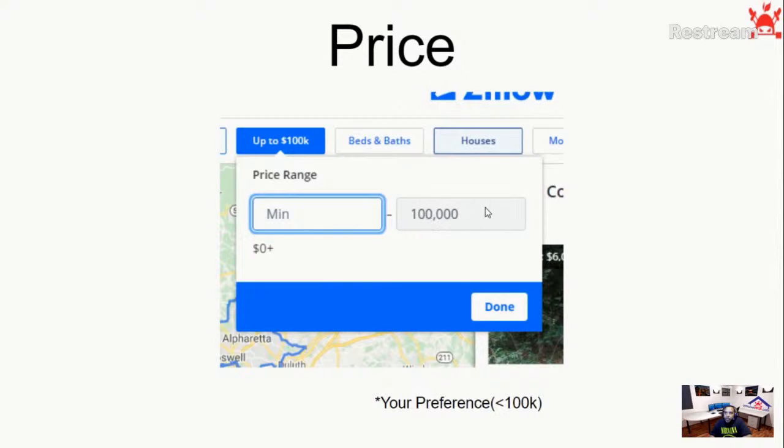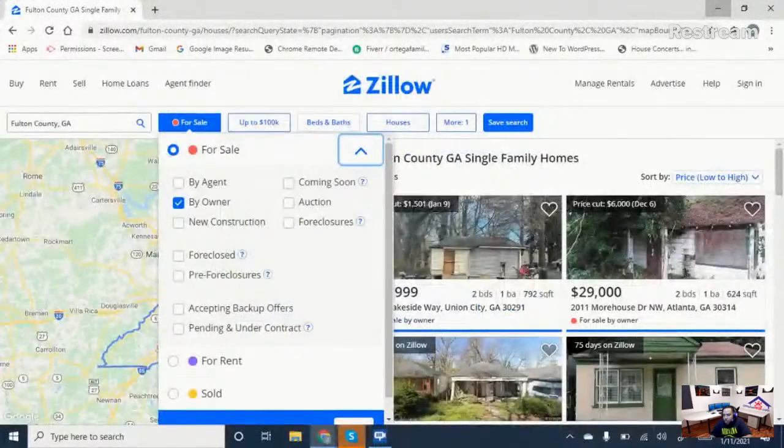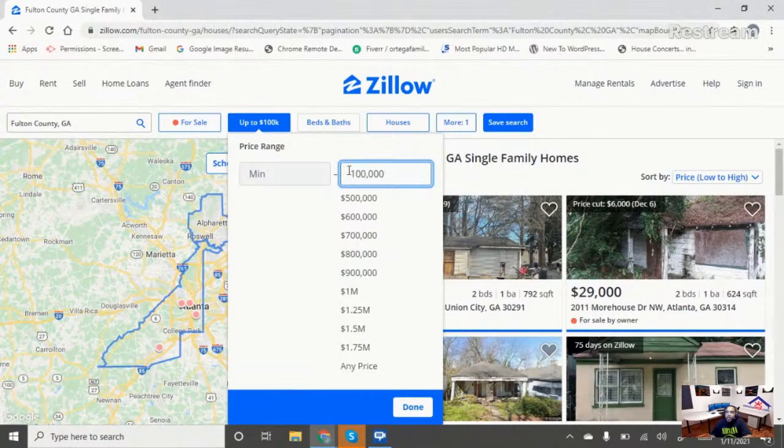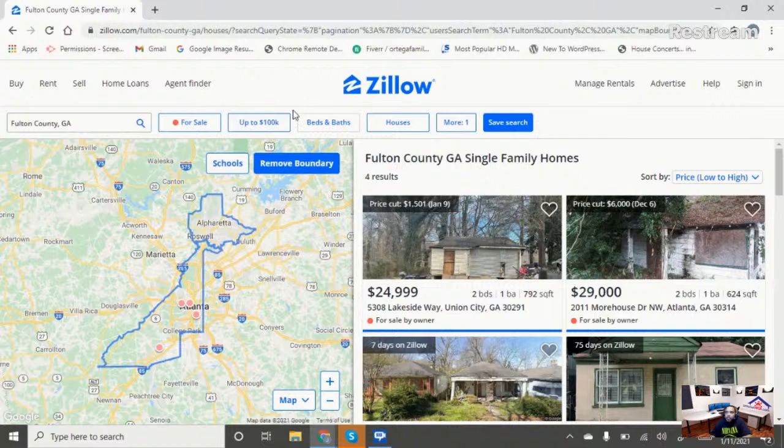You just choose whatever you feel is appropriate here. All right, so let me go back to my Zillow. One second. Where is it? There it is. All right, so that's right here. We will choose the price. I'm gonna choose under 100,000 because that makes it a good deal for me. I mean, you can wholesale higher price houses, but for the purposes of this demonstration, we're just gonna do 100,000.